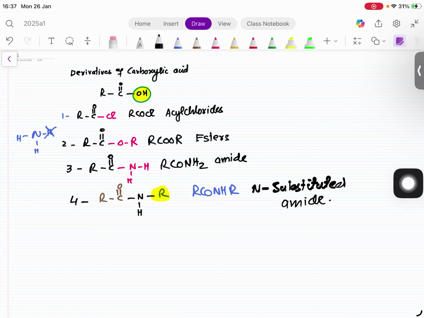So these are the 4 groups of organic compounds: acyl chlorides, esters, amides, and substituted amides. They are categorized as the derivatives of carboxylic acids. Let's start one by one. The first one is acyl chlorides. We are going through the details of these compounds.